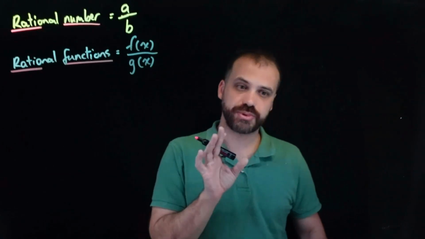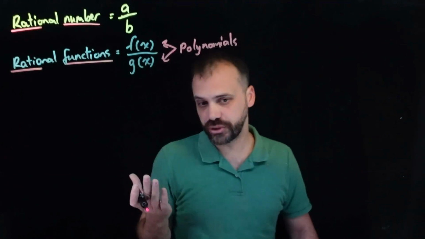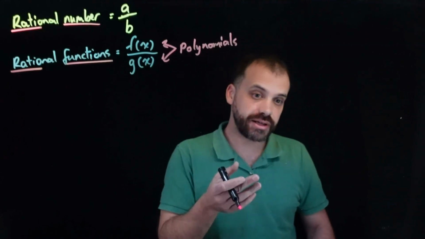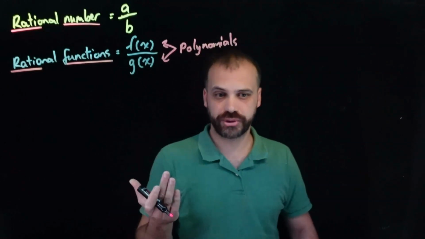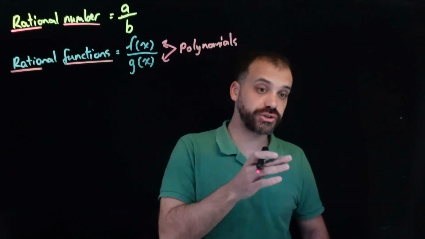Now, the functions are specific. They have to be polynomial functions. So they could be linear, they could be quadratic, they could be cubic, they could be quartic, but they have to be polynomials. So some examples of rational functions.